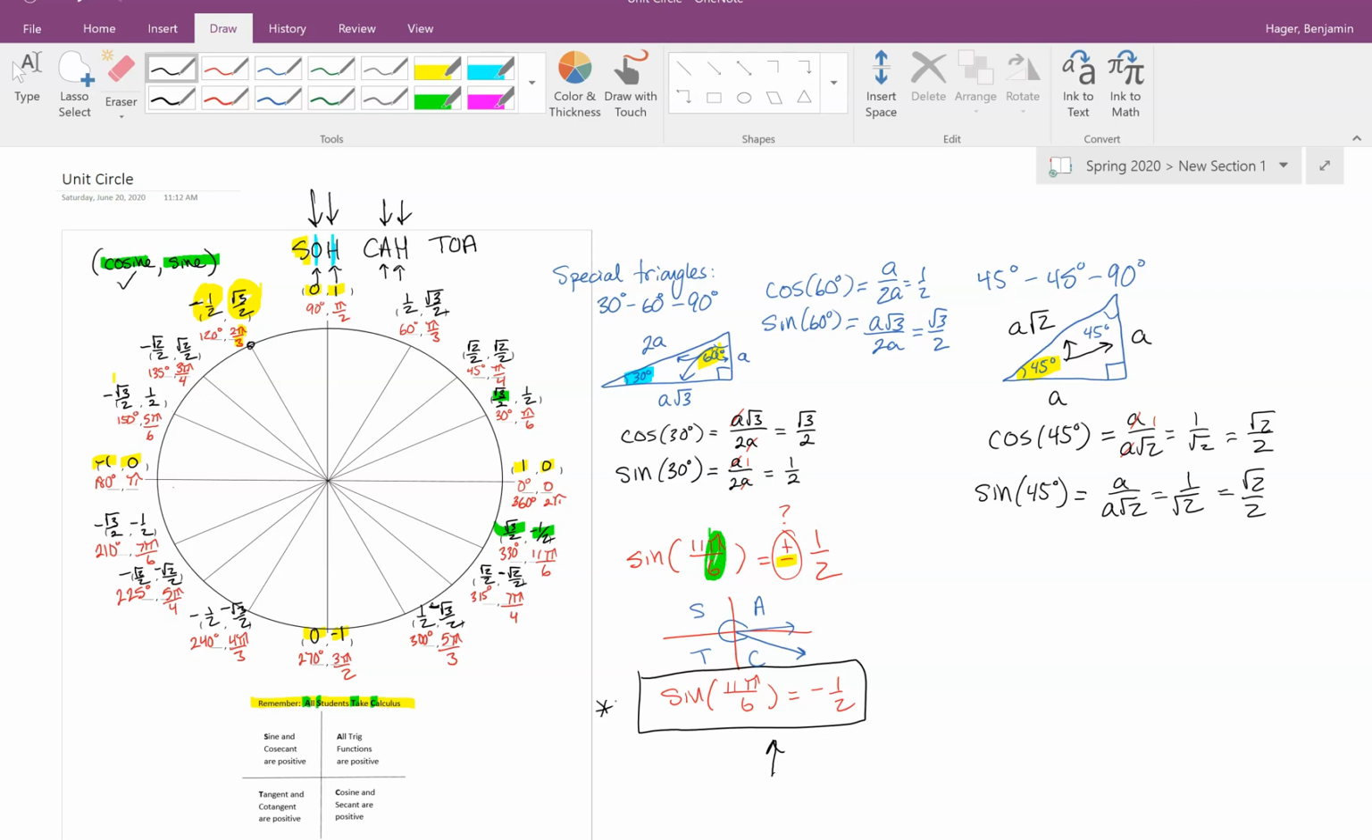So invest some time in the unit circle. Make sure you know how it's created. Fundamentally, make sure you know how it's created, because if you understand that, you're not going to have to sit here and memorize or come up with gimmicks or tricks on how to memorize this unit circle. You will understand it, it'll stick with you, and it'll be a really useful tool in your arsenal.